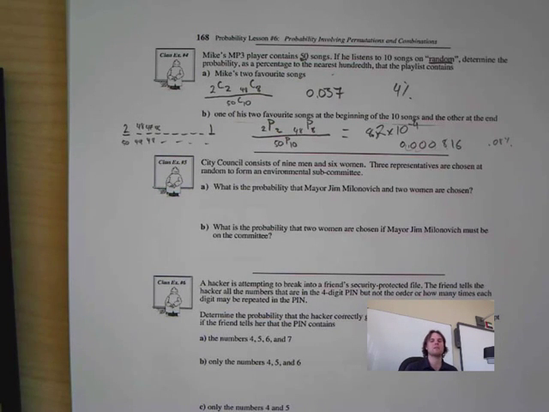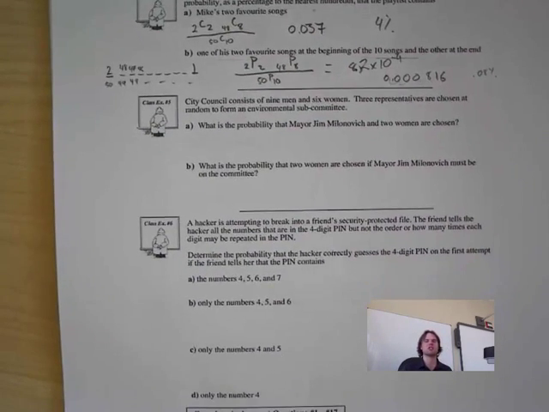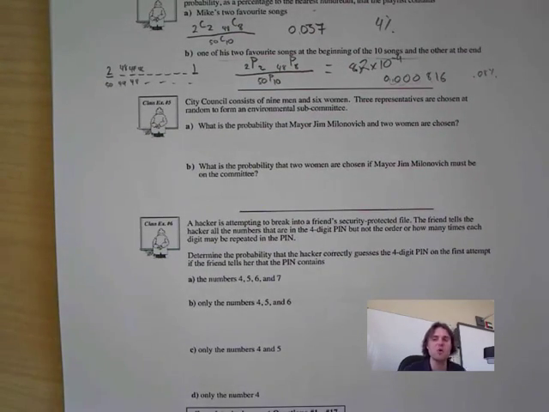Now, last question. We're looking at the city council. So city council consists of 9 men and 6 women. 3 representatives are chosen at random from an environmental subcommittee. So what is the probability that Mayor Jim Milanovic and 2 women are chosen? So this is an interesting thing. Mayor Jim Milanovic is 1 person, so it's 1 out of 1.